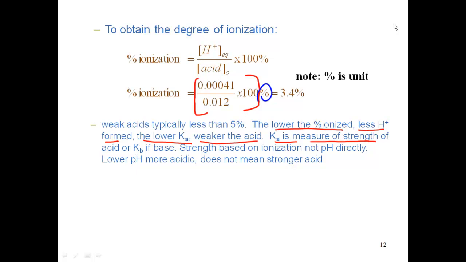All a lower pH tells me is that it's more acidic. It doesn't mean it's a stronger acid. Lower pH just means more acidic. So if I'm comparing the pH of two solutions, I can just say one is more acidic. I cannot say it's a stronger acid just based on pH. We talked about this before in the previous chapter, and I'm going to elaborate on it a little bit more on this next slide.